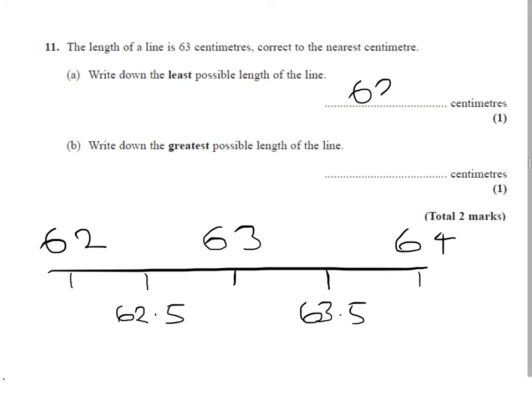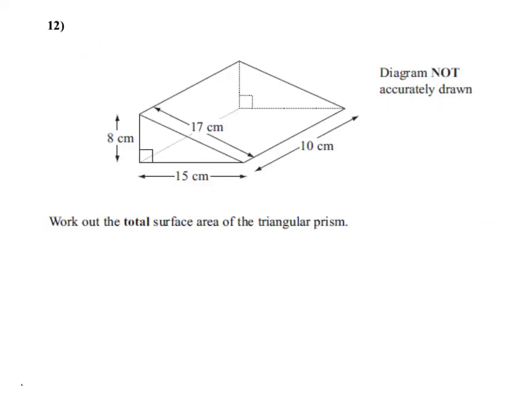So 62.5, now some people like to put 63.49 recurring, showing that you can never actually be 63.5 because that rounds you up, but really 63.49 recurring and 63.5 are basically the same thing, so I think you'll be okay with either answer, but I'll put in 63.49 recurring to be safe.